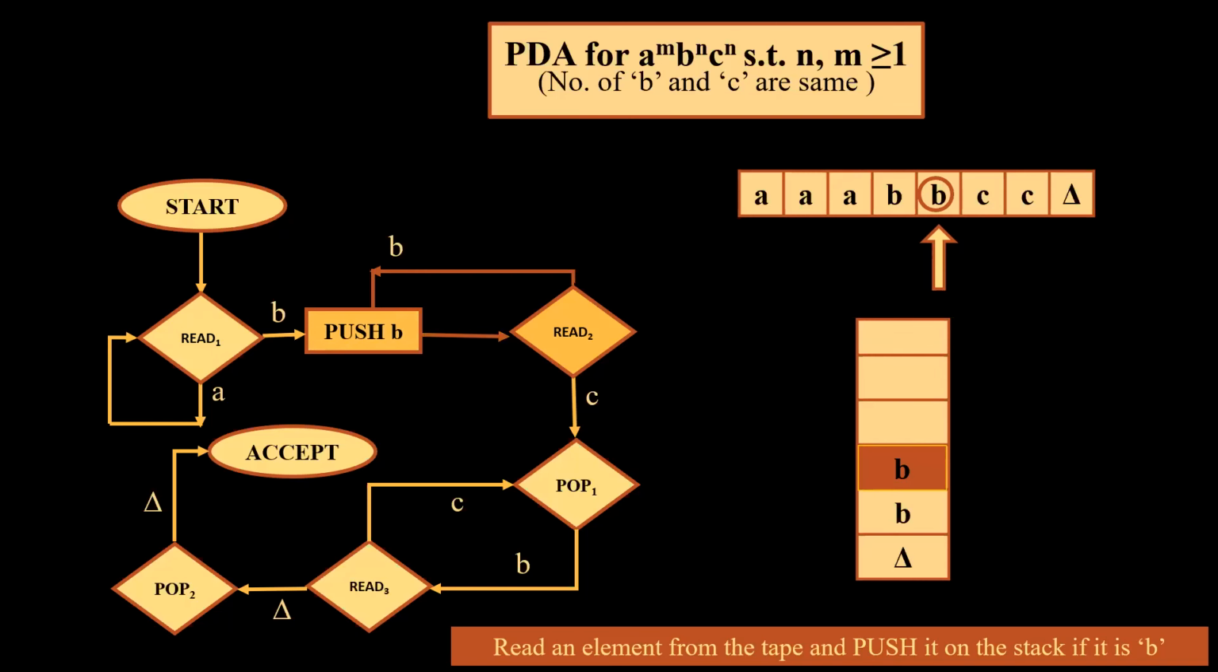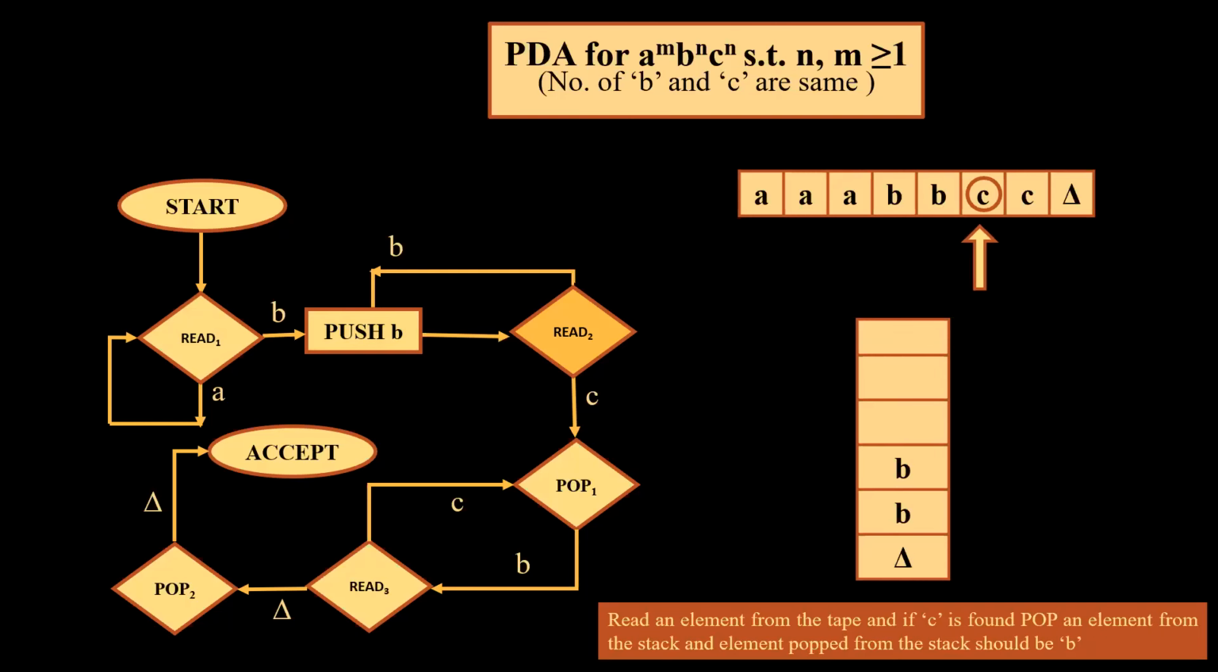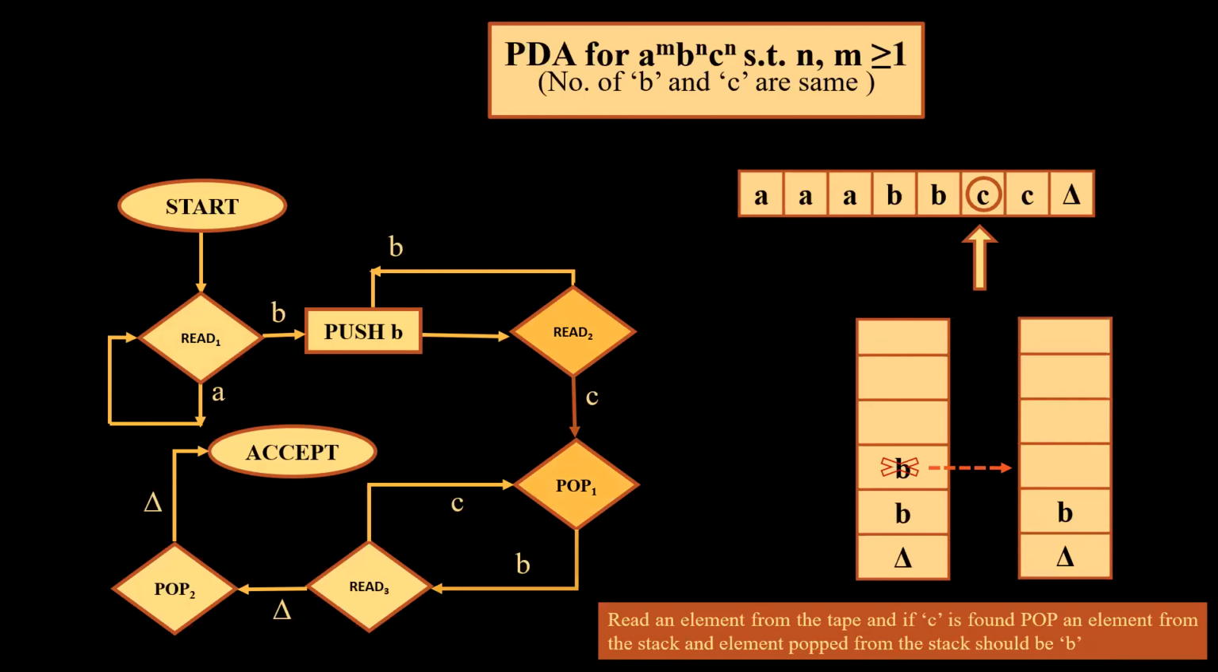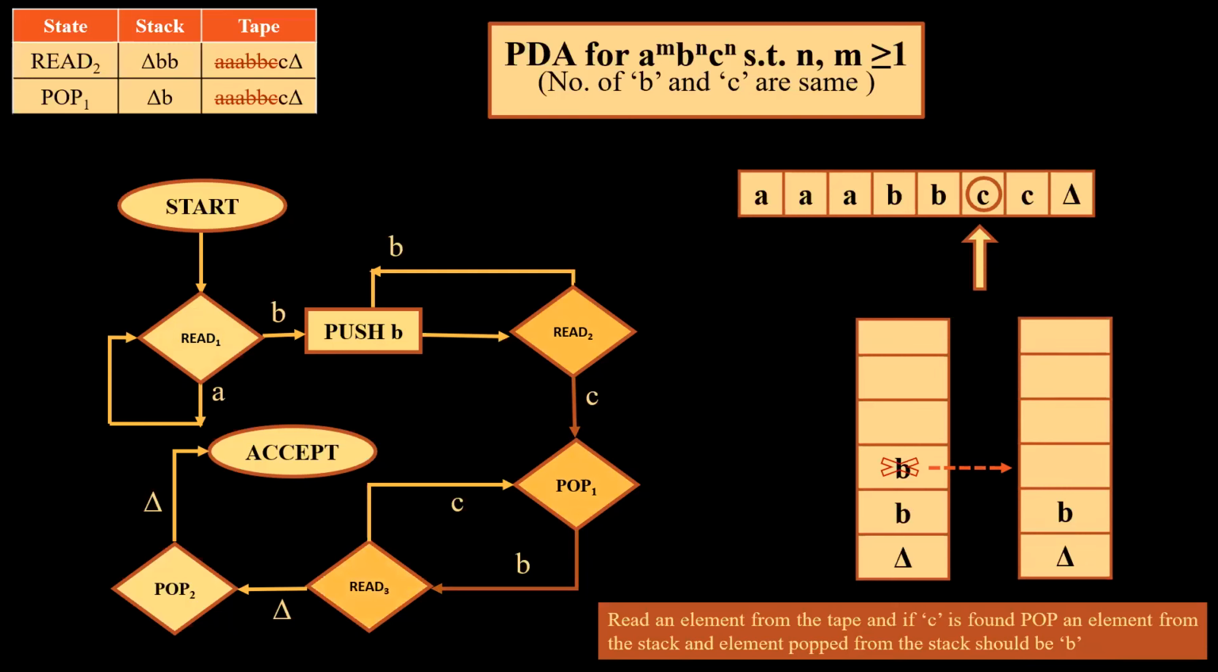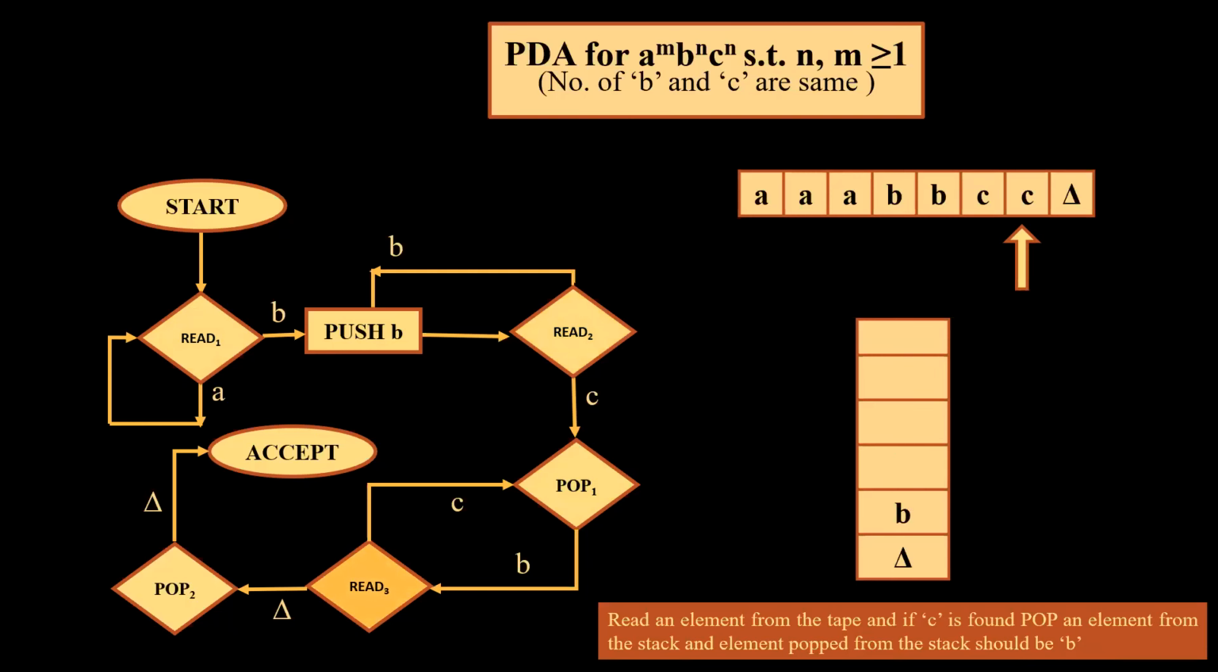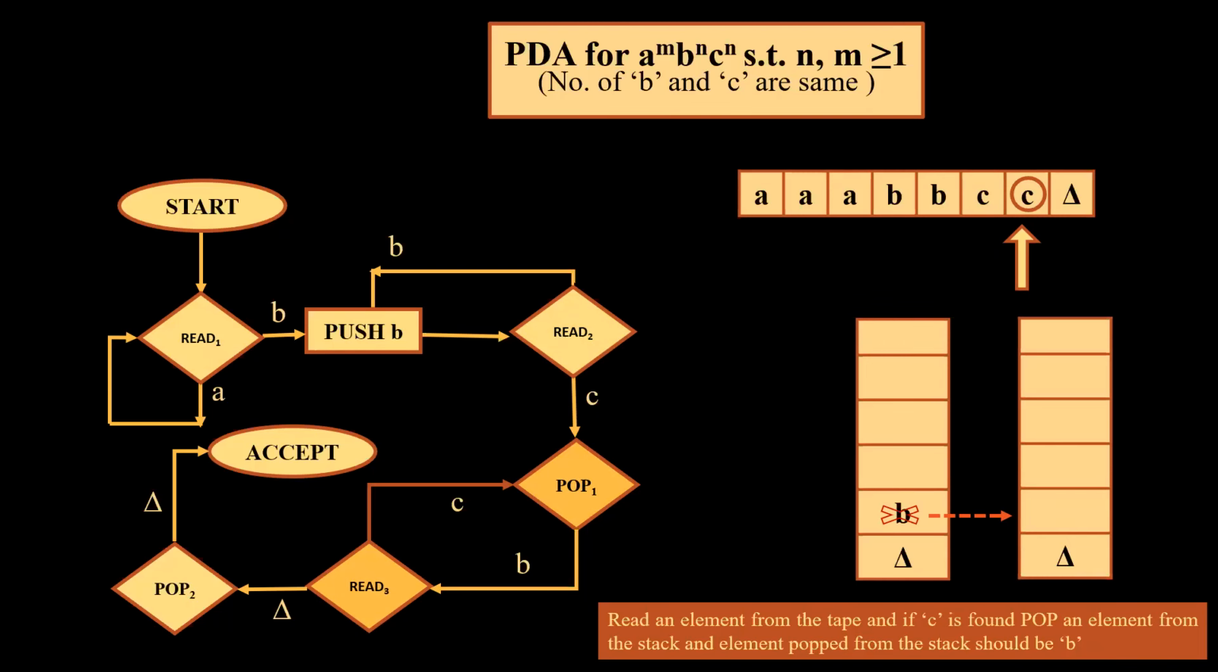In read 2 state, now we come across C. When we come across C, we should perform a pop operation, and corresponding to C, the output which we get when we perform pop should be B. So we have one B left on the stack. Next read gives C, perform pop operation, B is popped from the stack.